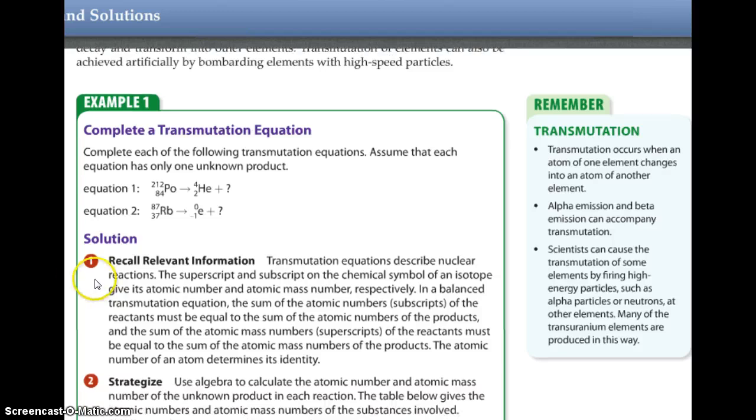And so it says transmutation equations describe nuclear reactions. The superscript and subscript on the chemical symbol of an isotope give its atomic mass number and atomic number respectively. In a balanced transmutation equation, the sum of the atomic numbers, so all the subscripts, of the reactants must equal the sum of the atomic numbers of the products. And the sum of the atomic mass numbers, the superscripts, of the reactants must be equal to the sum of the atomic mass numbers of the products. The atomic number of the atom identifies its identity. And so then you just look on the periodic table to decide what it is.